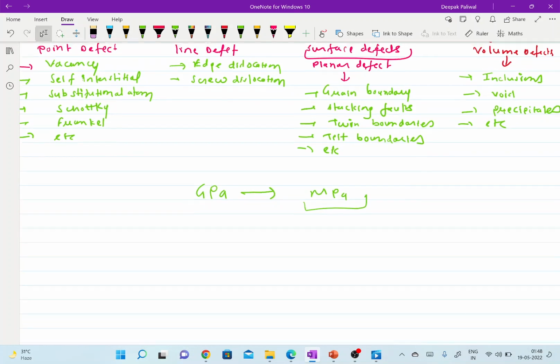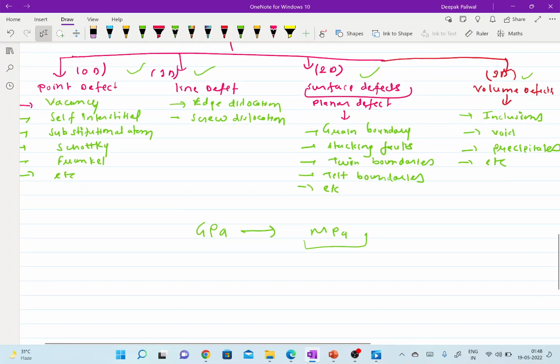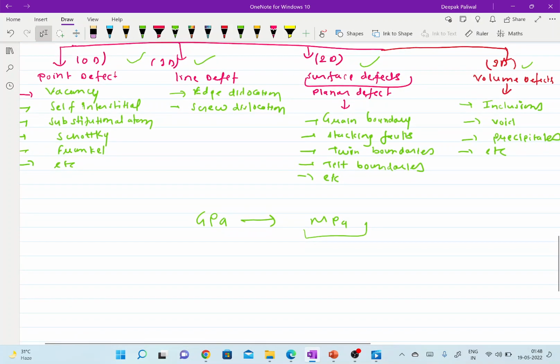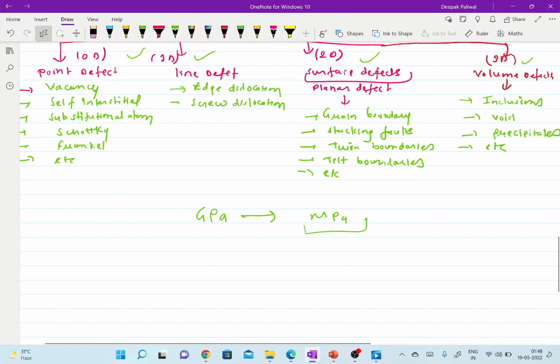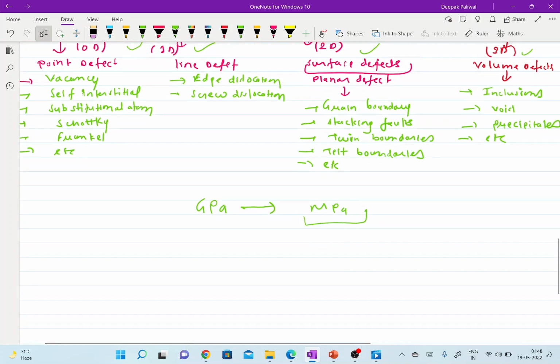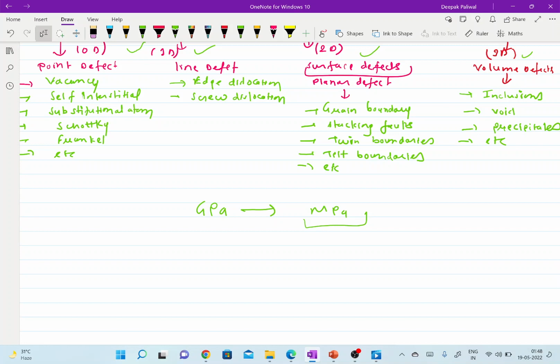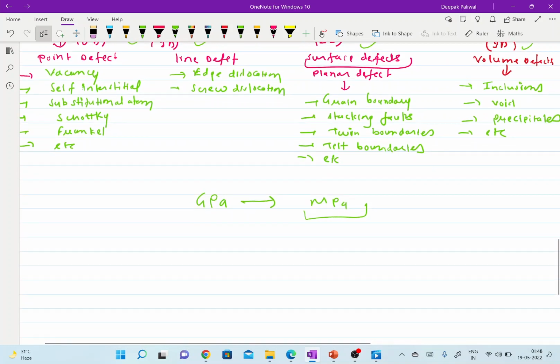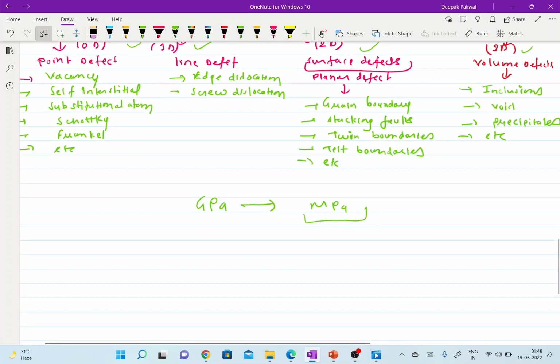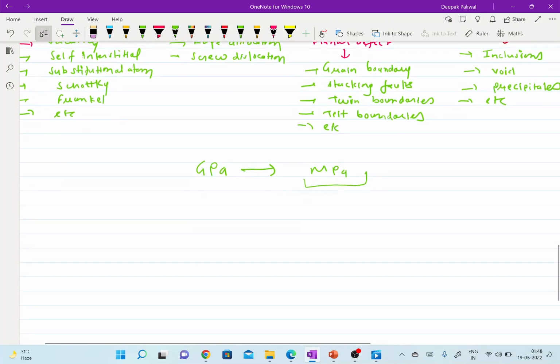We will discuss line defects extensively, the various dislocations, whether edge dislocation or screw dislocation. But for the sake of introduction, we will try to understand the various 0D, 1D, 2D, and 3D defects very briefly. So first consider the point defects, which are the 0D defects. The first one is the vacancy.